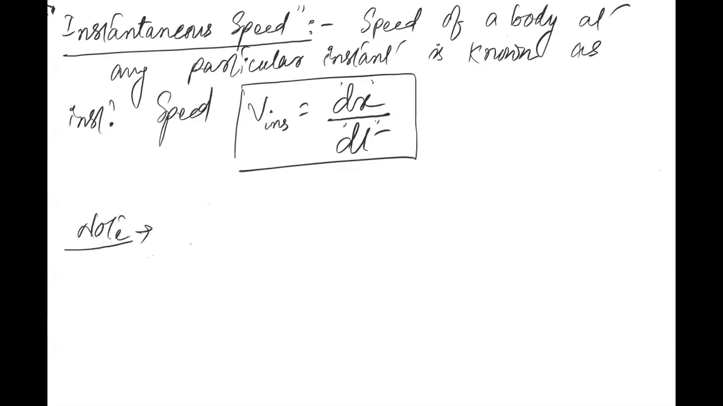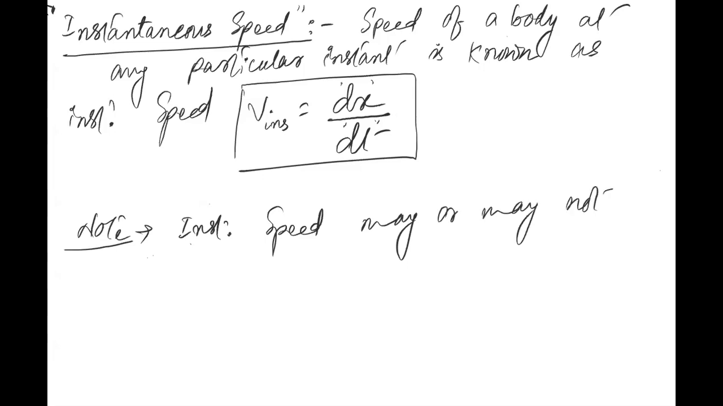Note. Note means an important point. Instantaneous speed may or may not be same as average speed. Instantaneous speed and average speed may or may not be the same. At every instant, whatever speed you are getting at that instant may or may not be equal to the average speed, right?